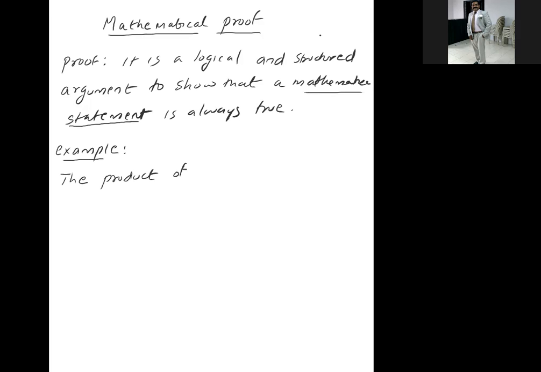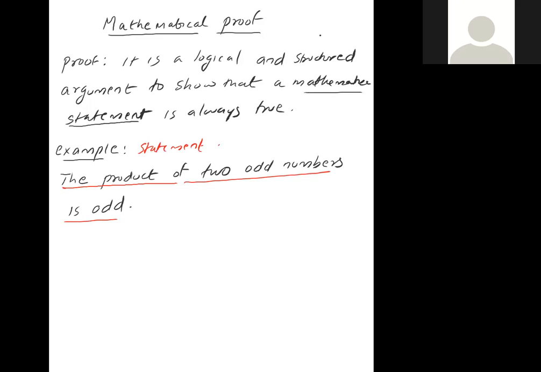The product of two odd numbers is odd. So that is a mathematical statement. We need to prove this statement, or we need to show that this statement is always true. So this is an example for a statement.